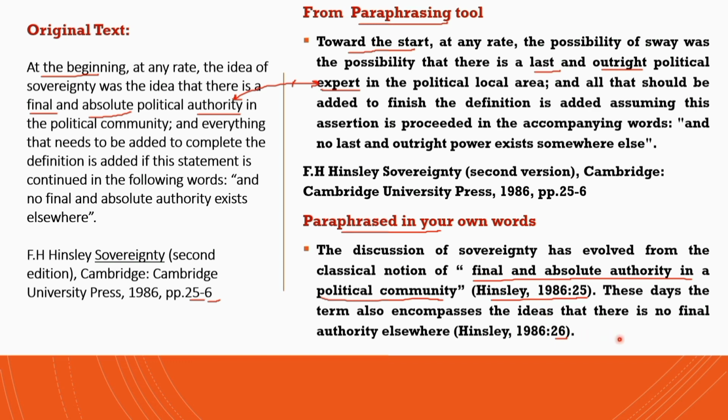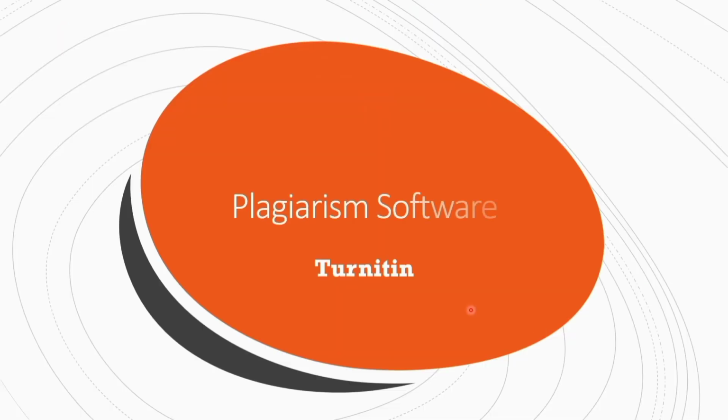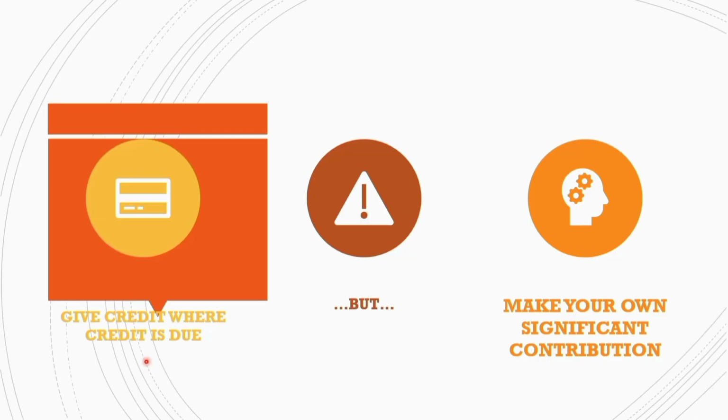The most authentic tool that is used to check plagiarism or similarity index is Turnitin. Although there are so many software available on the internet, no software is as authentic as Turnitin. So the idea is: give credit where the credit is due, but make your own significant contribution.